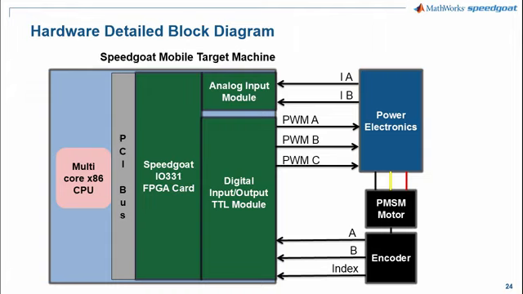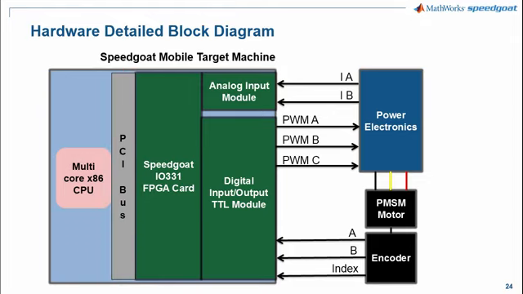For today's application, we are using 3 PWM output channels and 3 signals dedicated to the incremental encoder attached to a digital input and output module. Then, there are 2 analog input channels for current measurements attached to an analog input module. These modules are attached to my IO331 FPGA card, which sits on the PCI bus of the target computer.